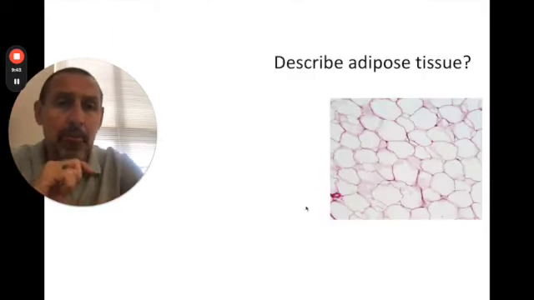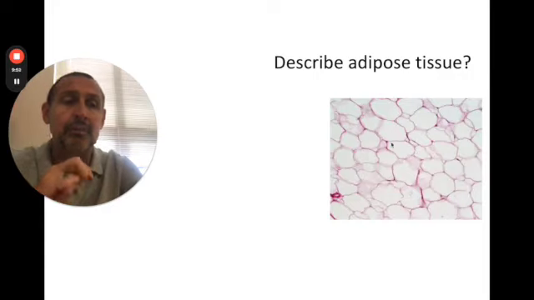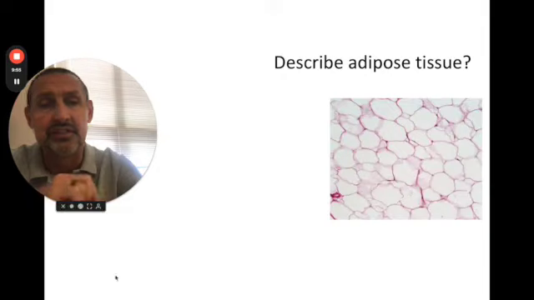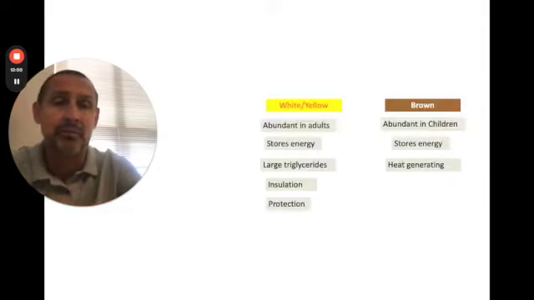Adipose tissue, this is a cell. That's the nucleus. This is where it's storing all of the fat molecules. So adipose tissue is a type of loose connective tissue. So it's proper, loose. Adipose would be an example.